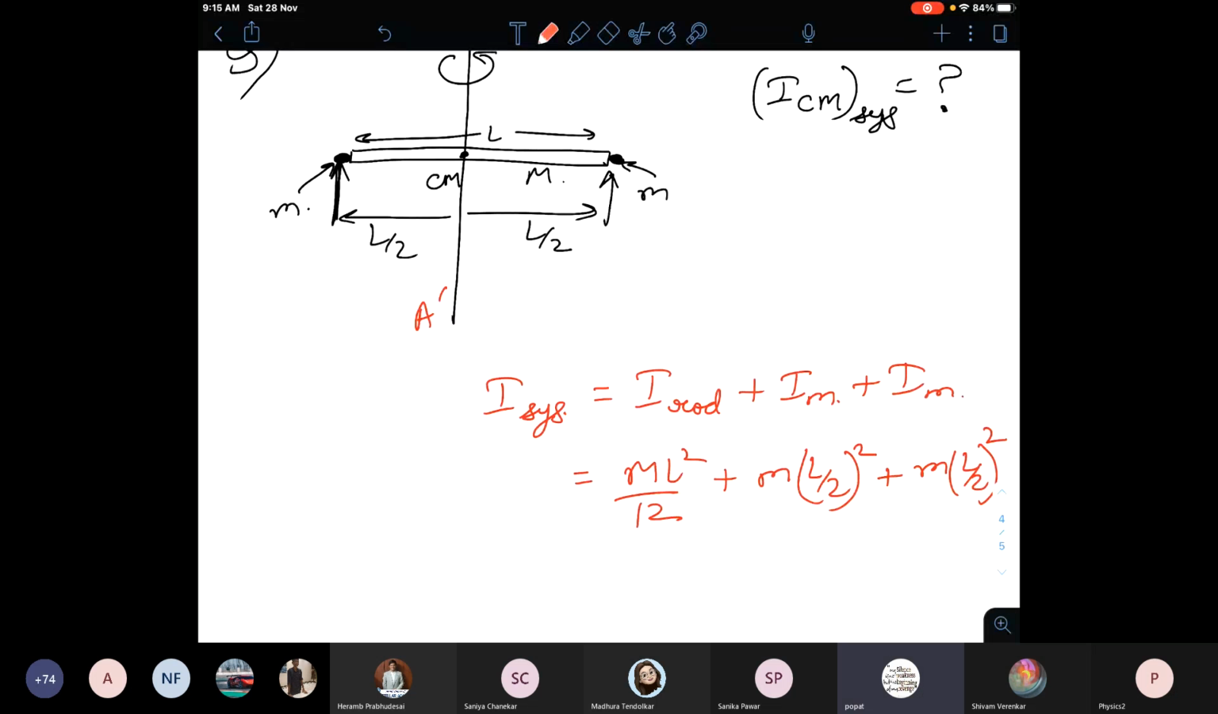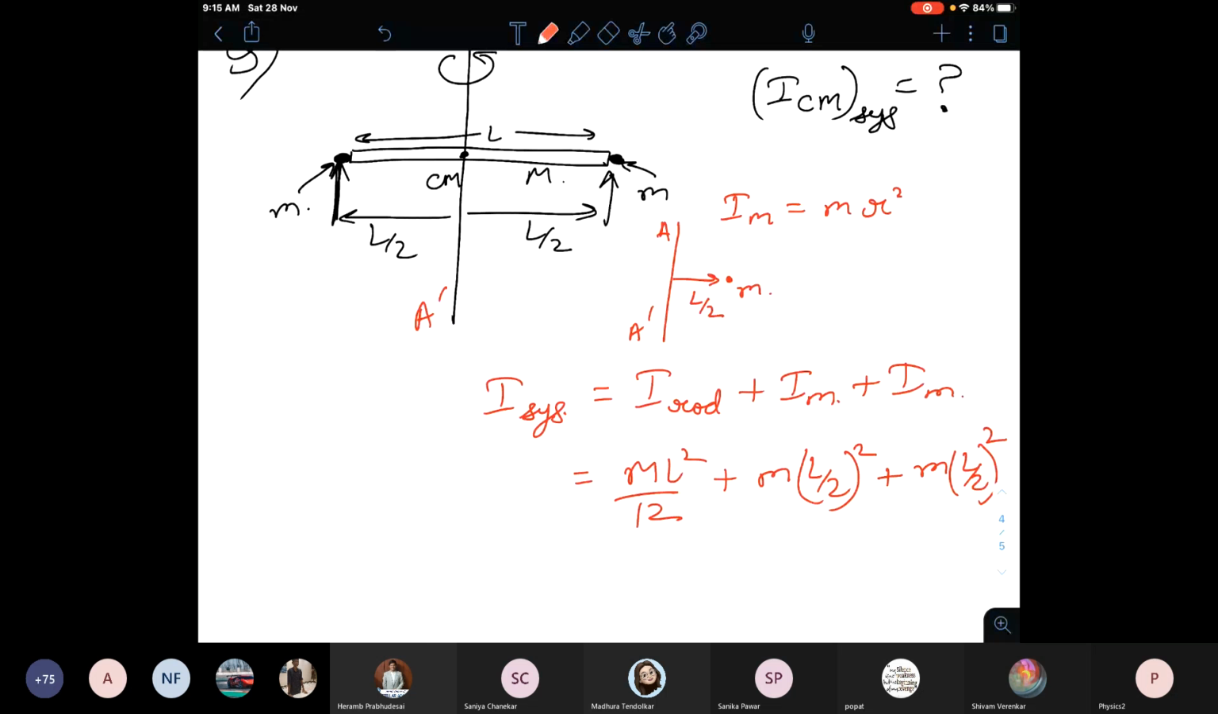See, for the point mass, just concentrate on the point mass. Forget everything else. What is the system you are having? You have a point mass small m. This is the axis AA', and it is at a distance of L by 2. Forget that there is another rod and another mass. If you are just concentrating on this mass, what do you write for the moment of inertia of a point mass?